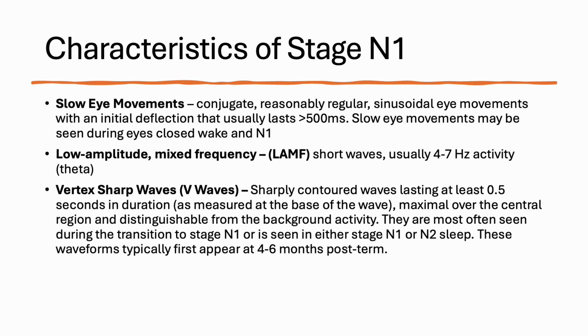Low amplitude mixed frequency, or LAMF, are short waves, usually theta in frequency, meaning 4 to 7 hertz. Vertex sharp waves, or V waves, are sharply contoured waves lasting at least 0.5 seconds in duration, as measured by the base of the wave. They're maximal over the central region and distinguishable from the background activity. They pop out. They are most often seen during the transition from stage N1, or in either stage N1 or N2 sleep. These waveforms are usually seen first between 4 and 6 months.